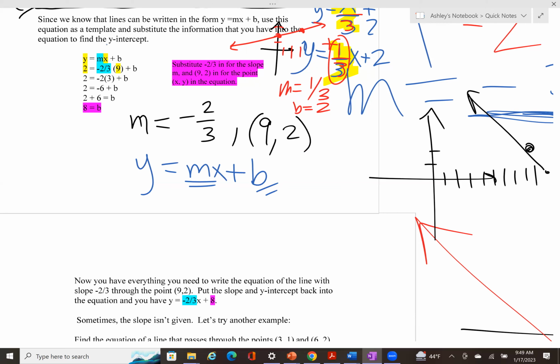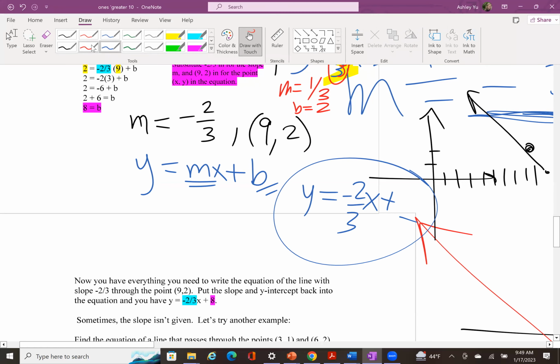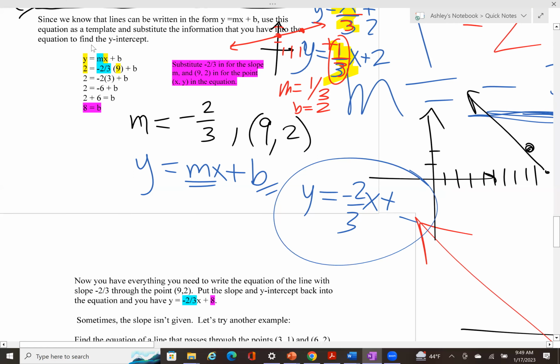If I knew b, the y-intercept, I just replace it, and then I have my answer. y equals whatever m is, plus b, and then I'd be done. So really, all we're missing is b. If I knew that, I'd be in a good place. But what I can do is just replace what I know and then solve for b.